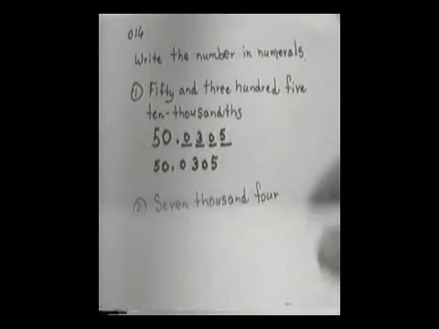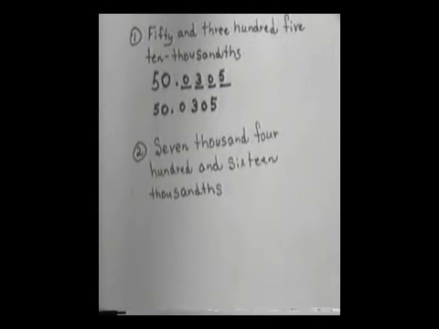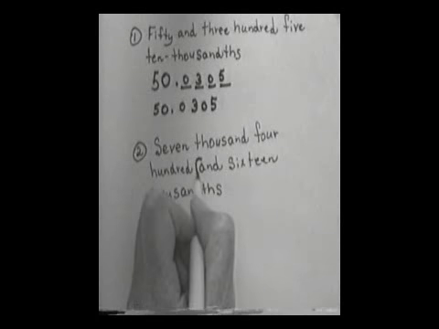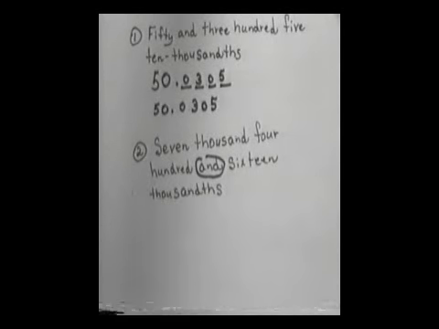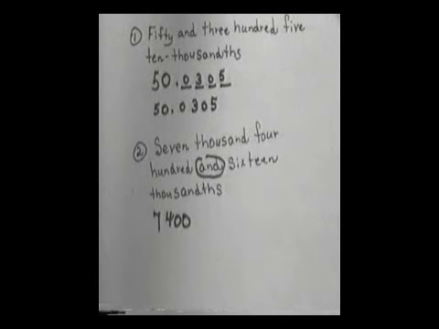Let's try another one. Let's do 7,400 and 16 thousandths. Now, remember, the word and is where our decimal goes. So everything before that word is our whole number. So our whole number is 7,400. So let's write that. 7,400. That's our whole number.